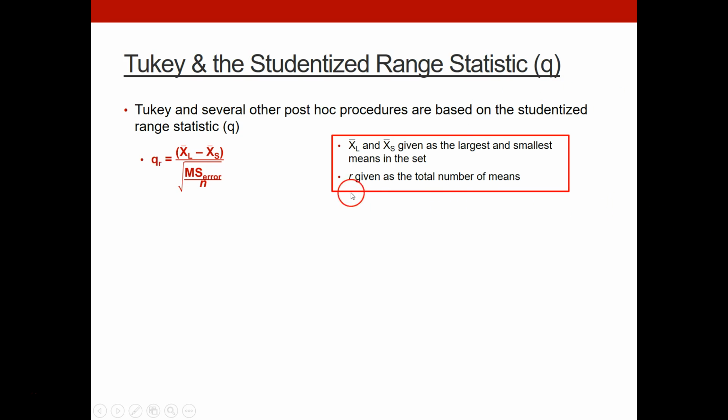The big thing to see here is that you've got this R. R is given as the total number of means in your set of comparisons. So again, if we have 4 levels to our factor, R would be 4.